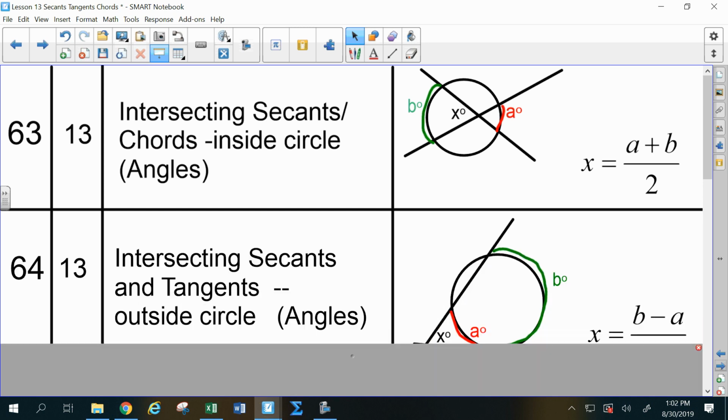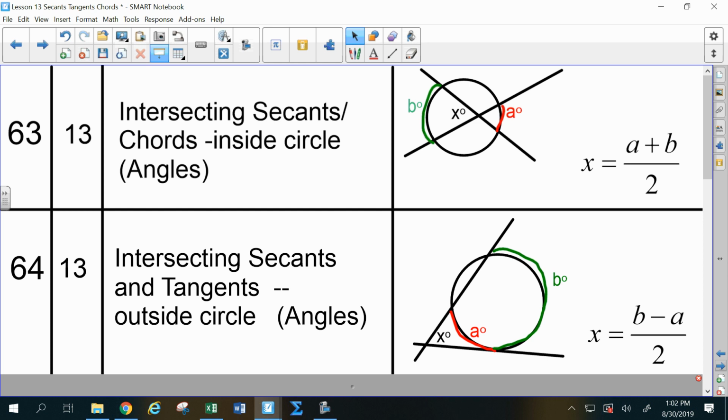If the lines cross outside the circle, we have a similar formula, except this time the angle is one arc minus the other arc over 2. It is always the farther arc minus the closer arc, in order to be the bigger arc minus the smaller arc to get a positive number.